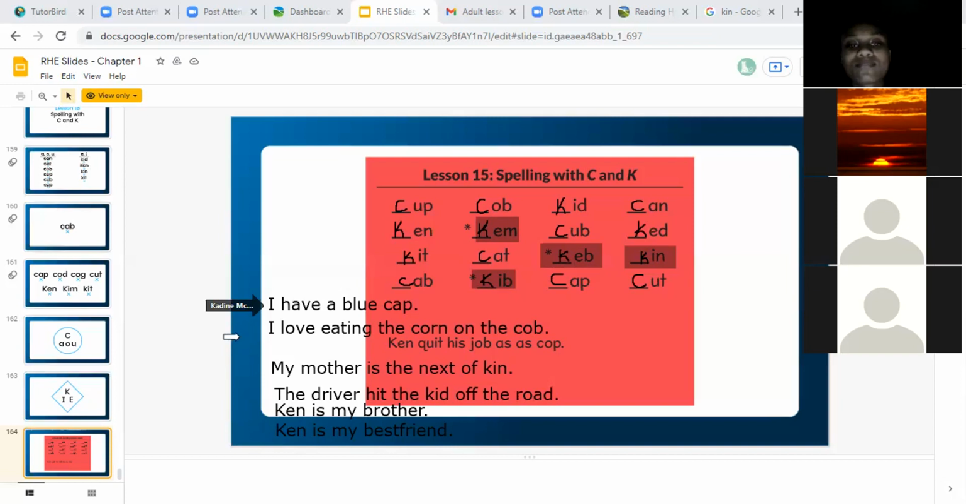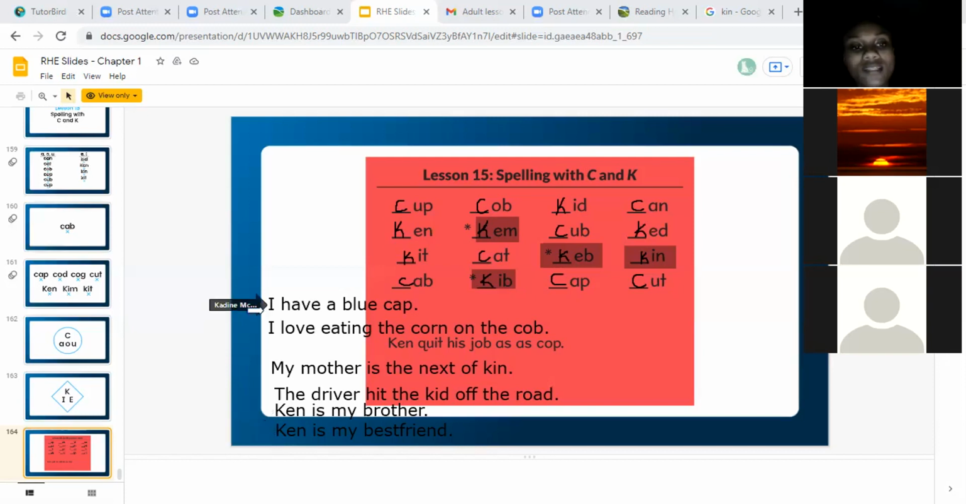I have a blue cap. I love eating the corn on the cap. Look at this word, cob. All right, good. My mother is the next of kin. The driver hit the kid off the road. Wicked accident. Ken is my brother. And that one, Ken is my best friend.